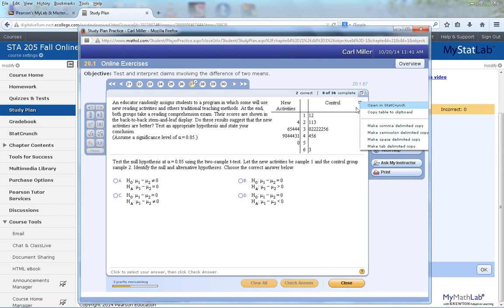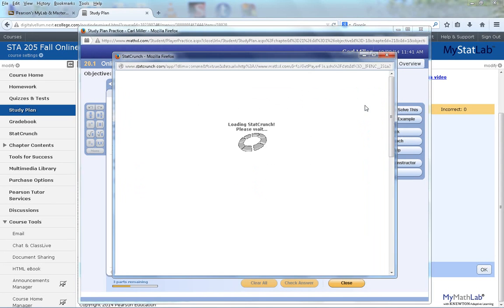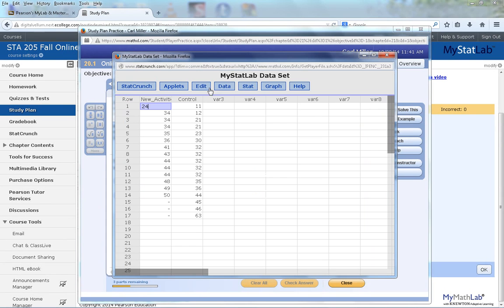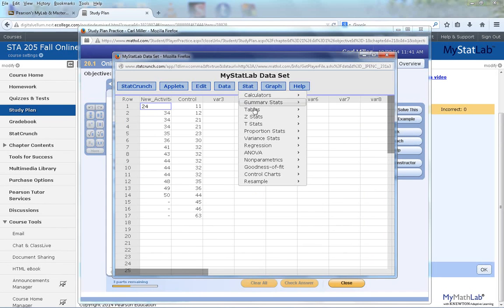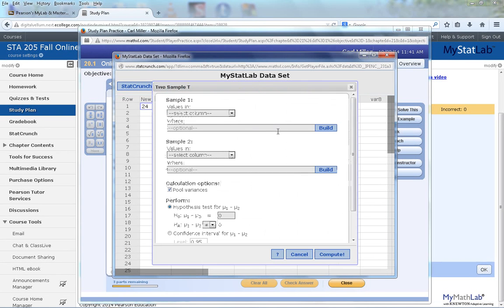So what I'm going to do is open the data in StatCrunch and then go under Stat, T-Stats. I've got two samples, and then I've got the individual data. Now, if I had the means and standard deviations and sample sizes, I would use with summary, but I have the individual data. So I'm going to put the new activity in the first sample, the traditional or the control group in the second.